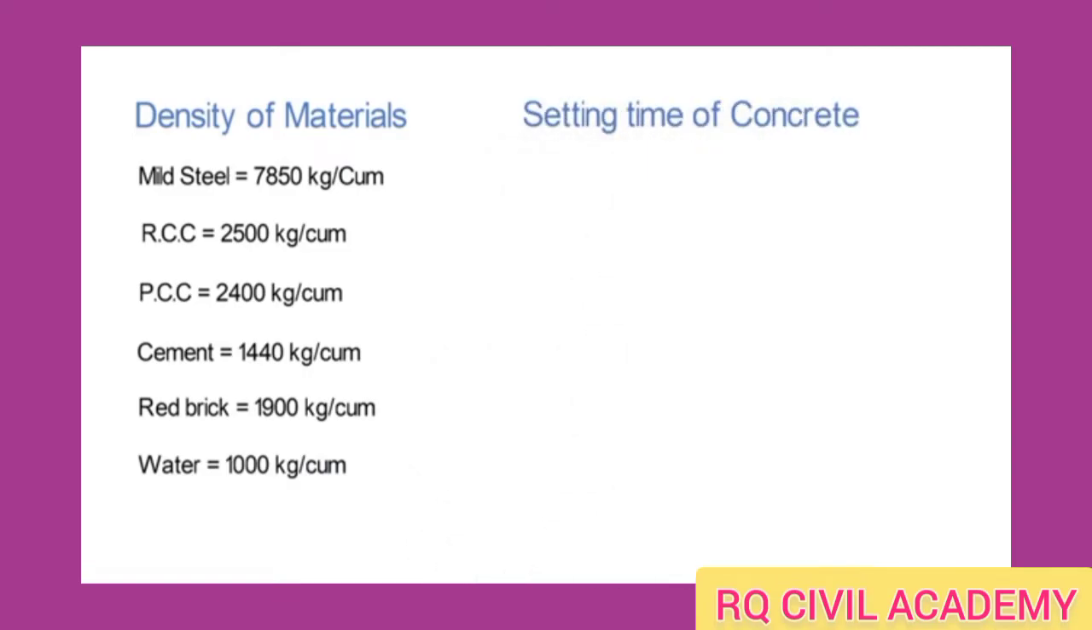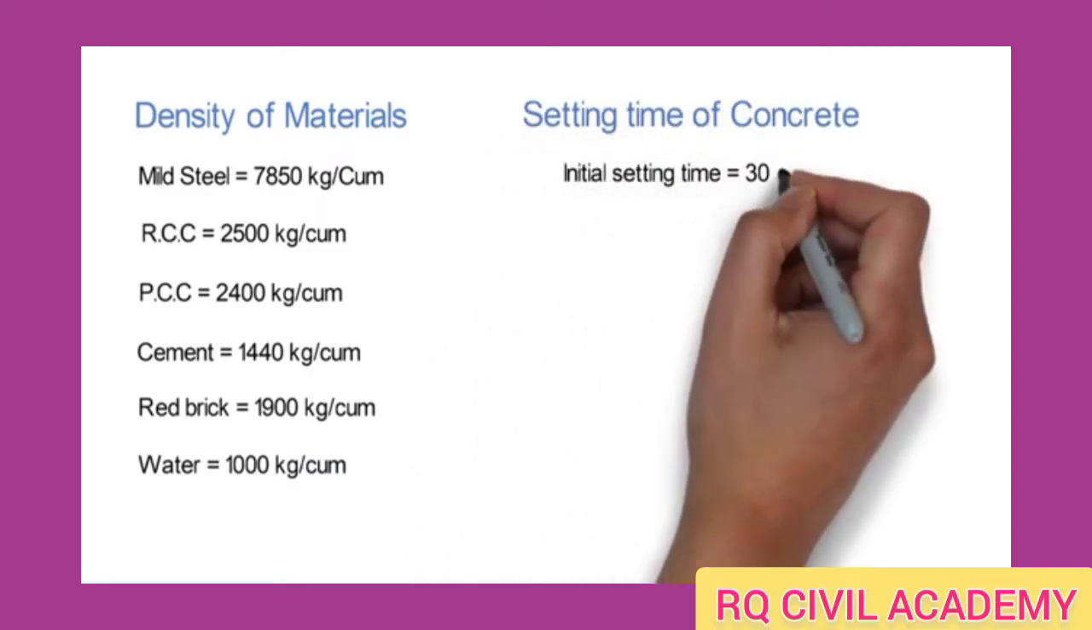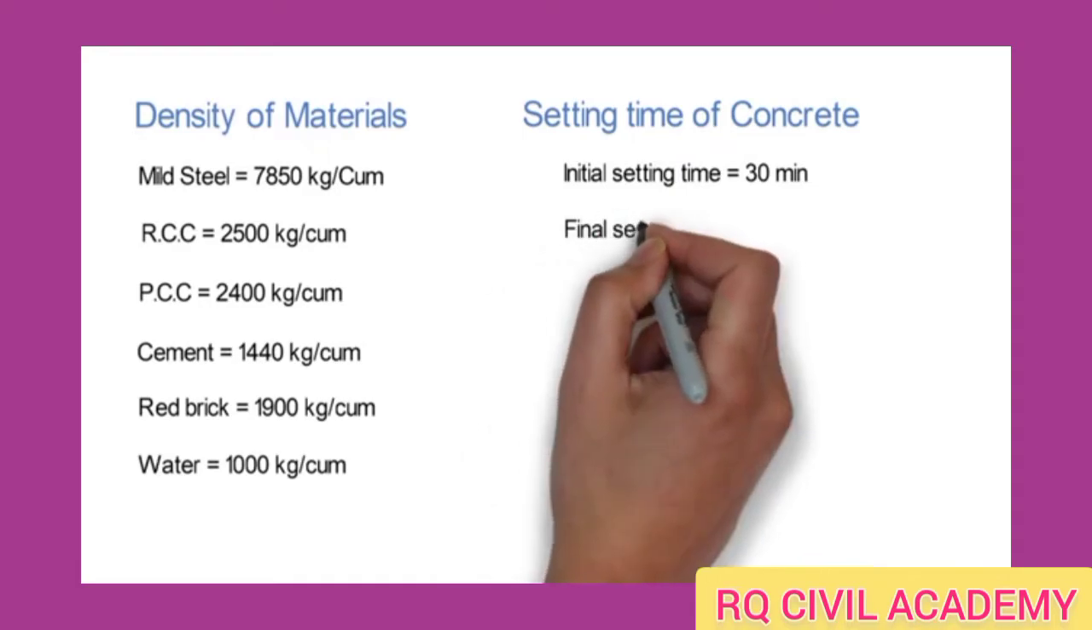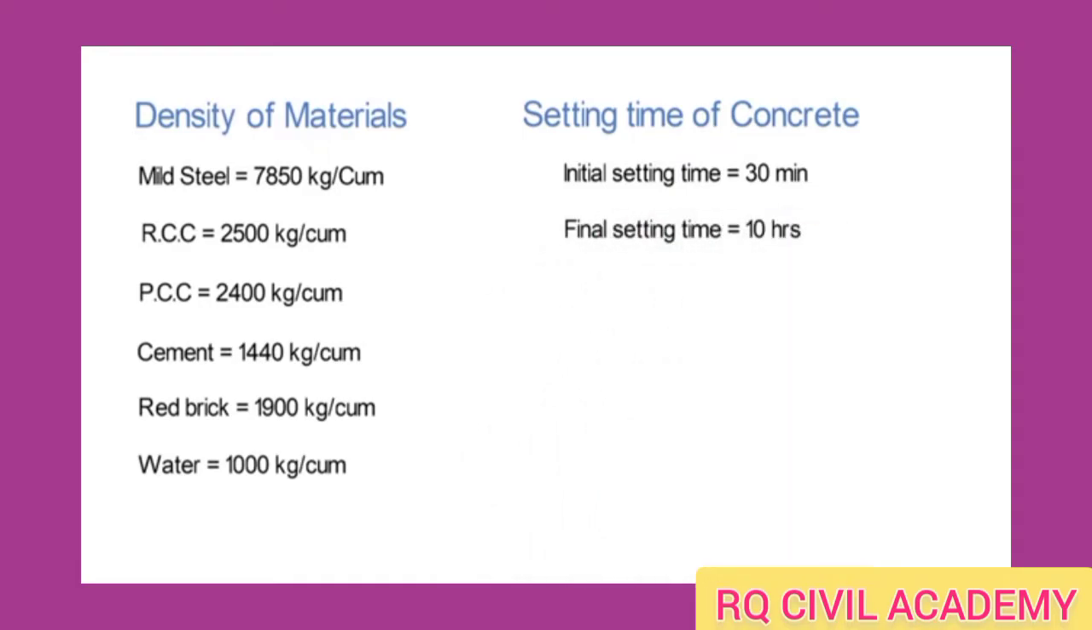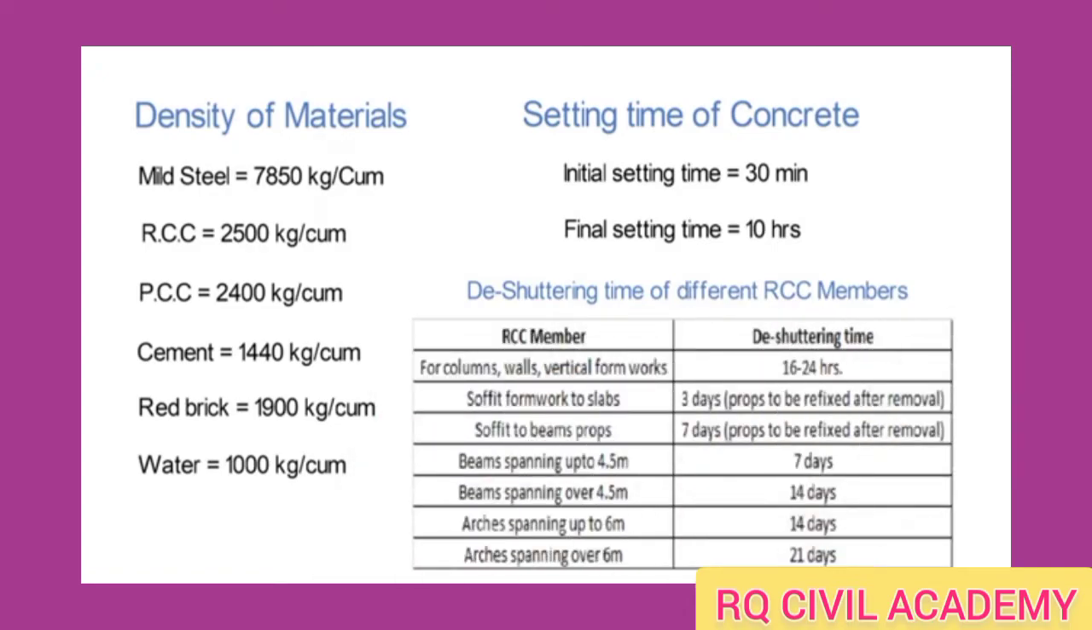Setting time of concrete. The initial setting time of concrete is 30 minutes and the final setting time of concrete is 10 hours. Deshuttering time of different RCC members. For columns, walls and vertical formworks, the deshuttering time is 16 to 24 hours. For soffit formwork to slabs, deshuttering time is 3 days. Props to be refixed after removal.